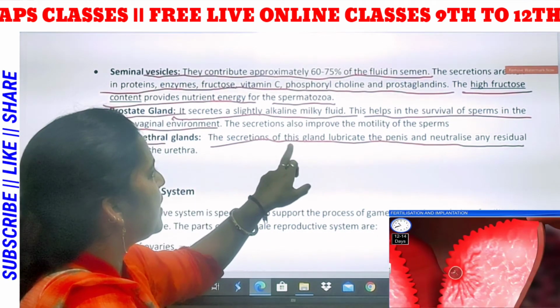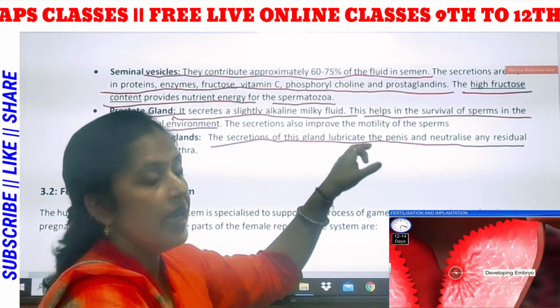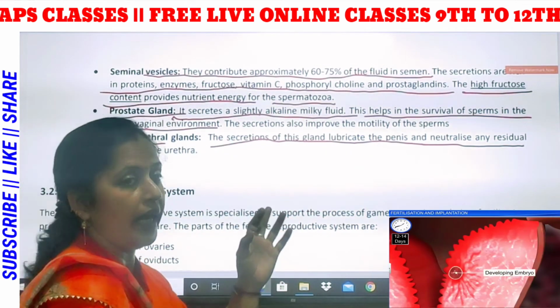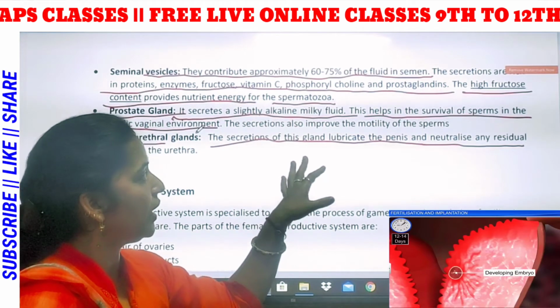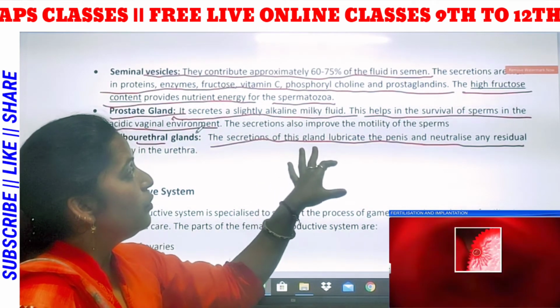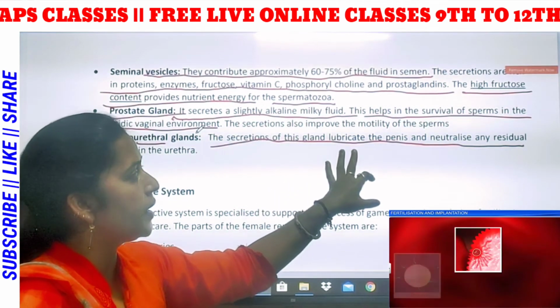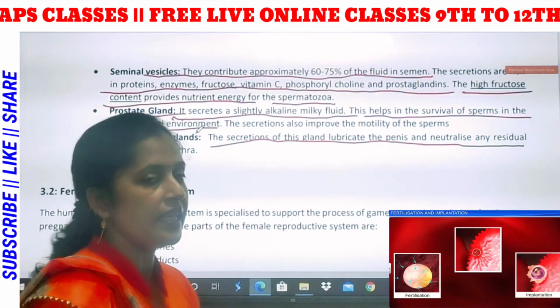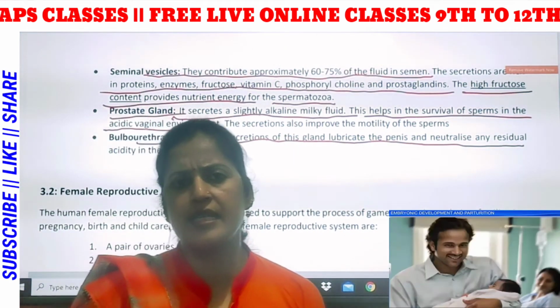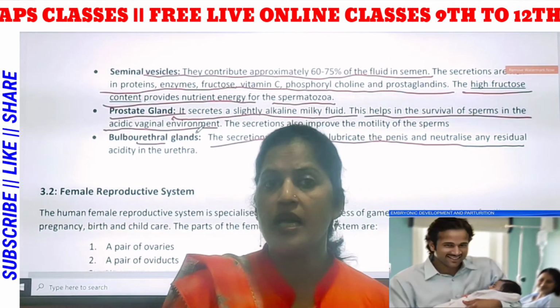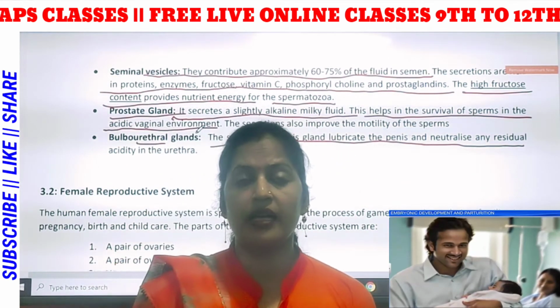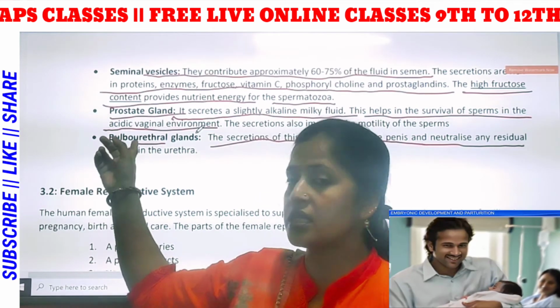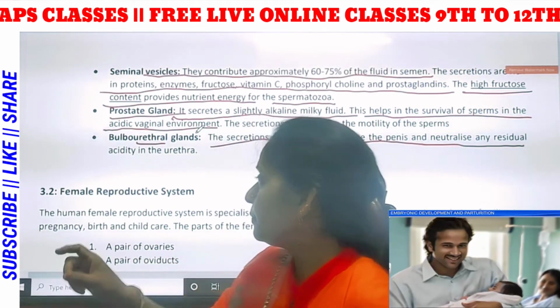The secretion of this gland lubricates the penis. Vulvourethral gland की जो secretion होती है, वो क्या करती है? Lubricates the penis. Penis को lubricate करती है and neutralize any residual acidity in the urethra. और कोई भी अगर acidity होती है urethra में, that means that acidity in the urethra is neutralized with the help of this vulvourethral glands.